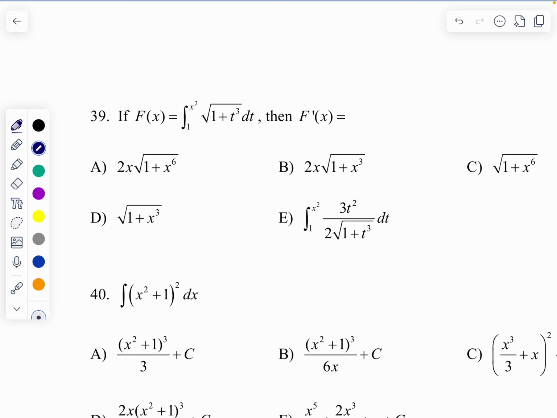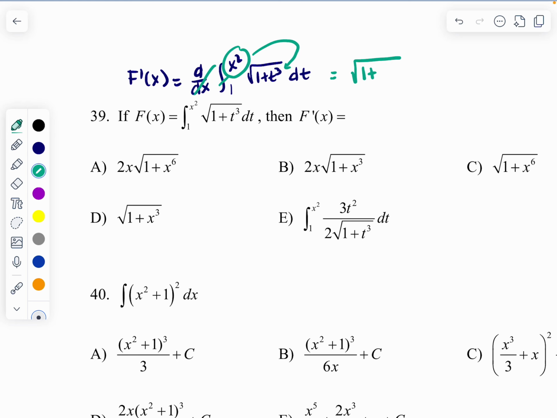find the derivative. So the derivative f prime of x is going to be d dx of the integral from 1 to x squared of the square root of 1 plus t cubed dt. You guys, this is just the second fundamental theorem. Remember, a derivative and an integral cancel out. The x squared is going to take the place of the t. So this is going to be the square root of 1 plus x squared, but the t was getting cubed. And then don't forget to chain rule it.